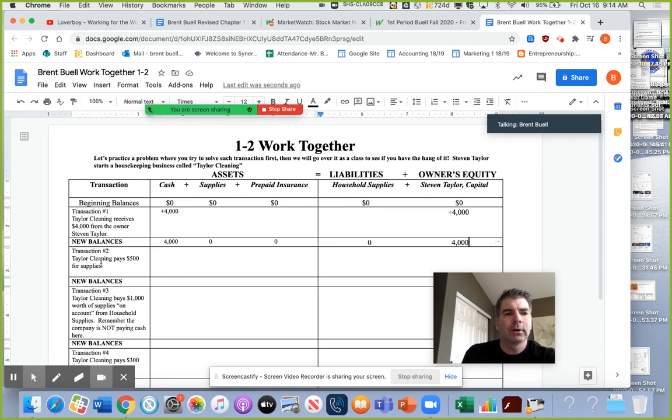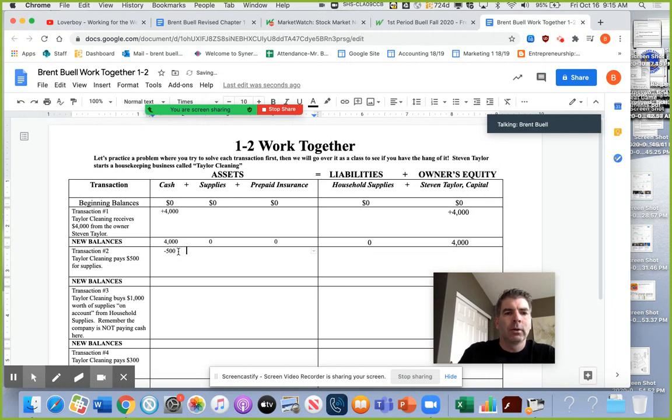Okay, pays $500 for supplies. Now, what I tried to do here, I left out the word cash on purpose because they don't always write it. They think, okay, you guys understand it now. But that's cash. If you see them paying money, it's cash. So I know in this case, it's cash and supplies. All right? So I go to cash and I say, all right, I know it's cash, but is it a plus or a minus? And I just say, am I paying it or am I getting it? And I'm paying it, so it's minus 500.